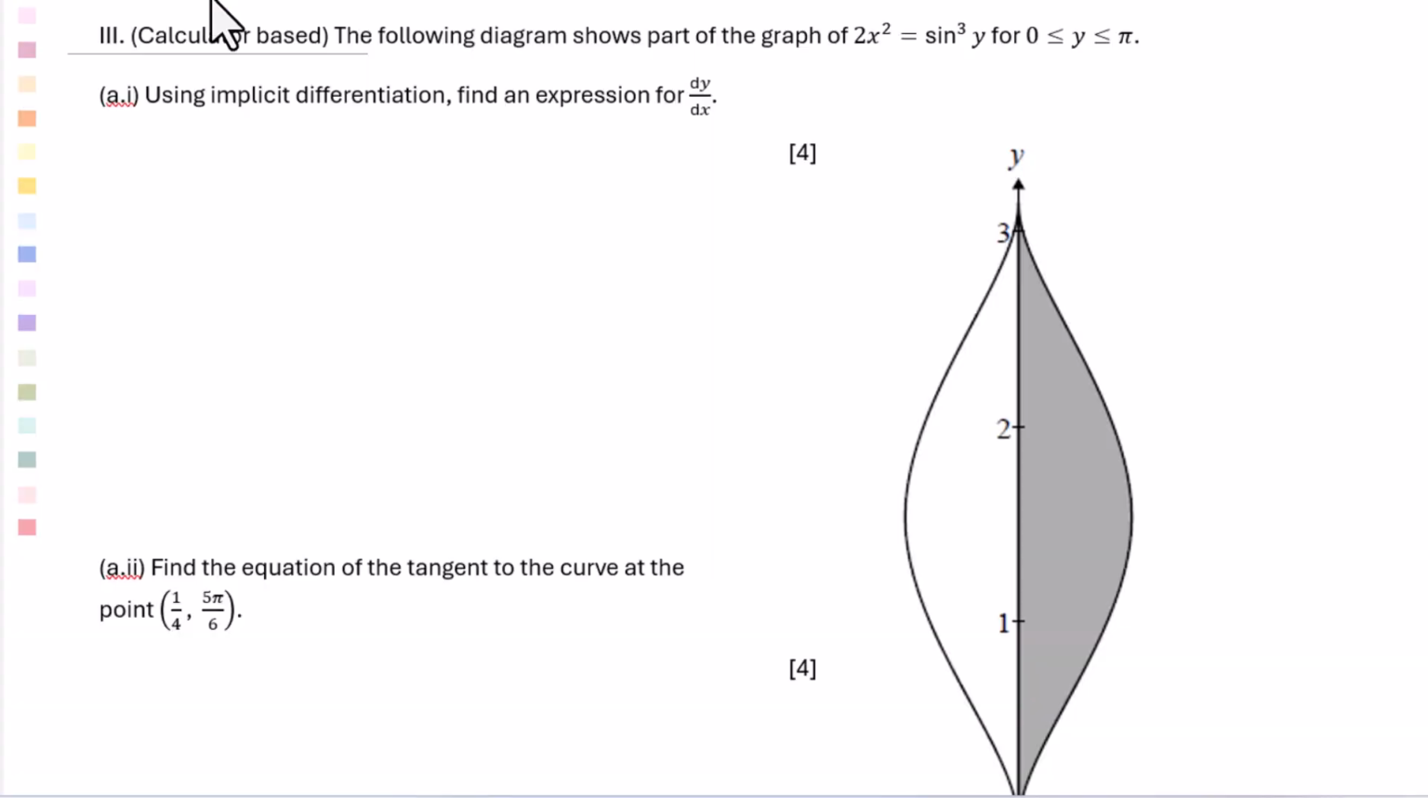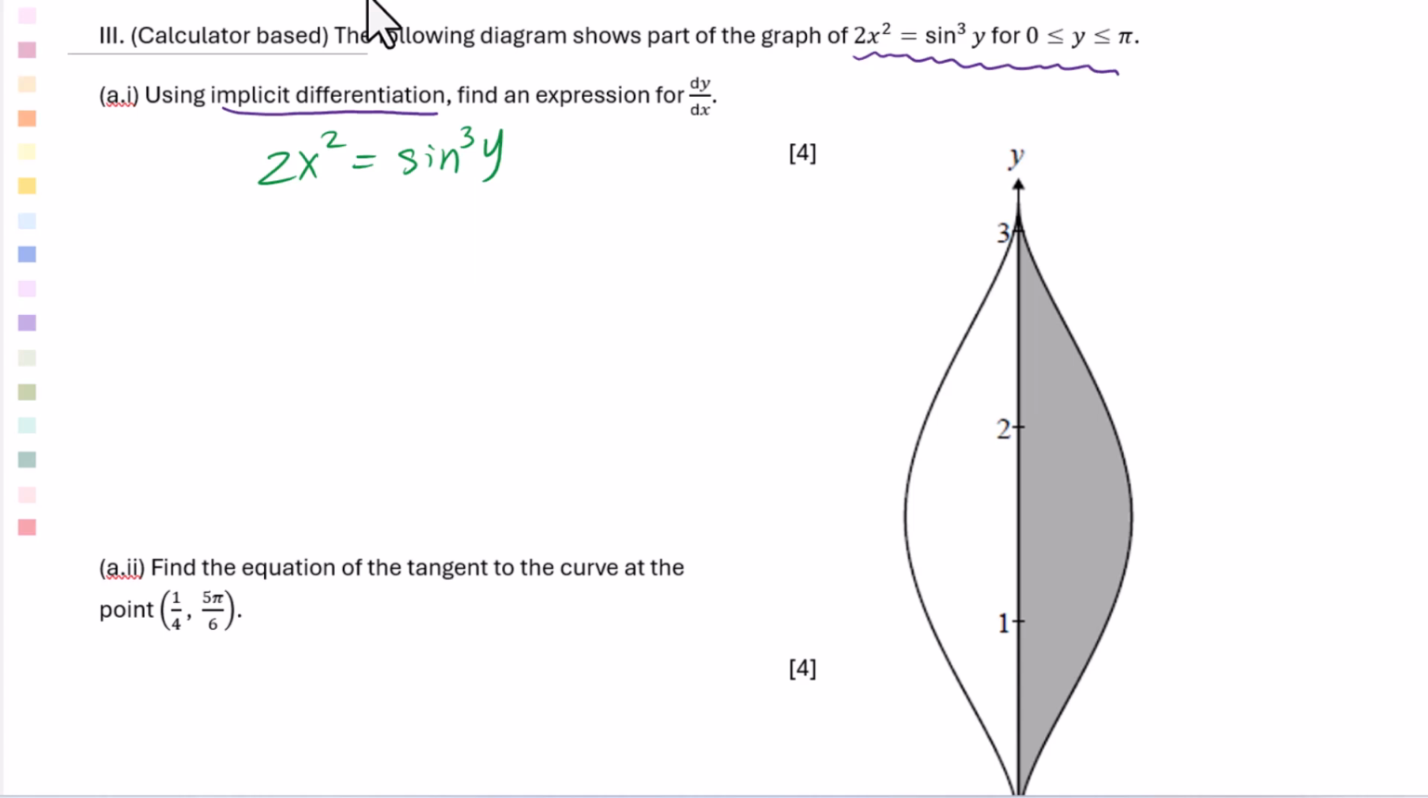Let's go to question 3, calculator based. The following diagram shows part of the graph of 2x squared equals sine to the third power of y. Use implicit differentiation to find an expression for dy/dx. We got this equation, 2x squared equals sine to the third power y.